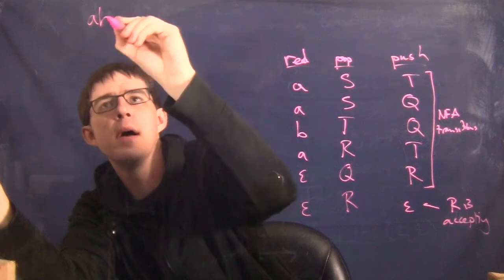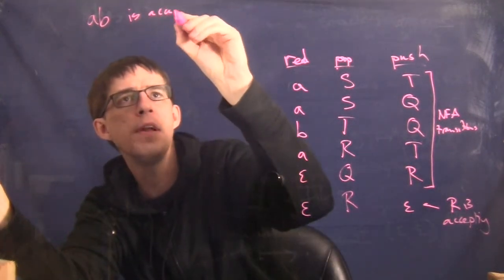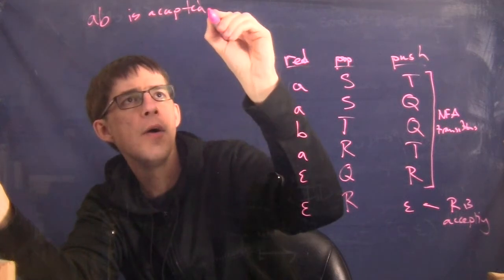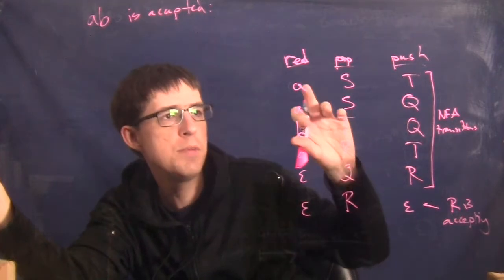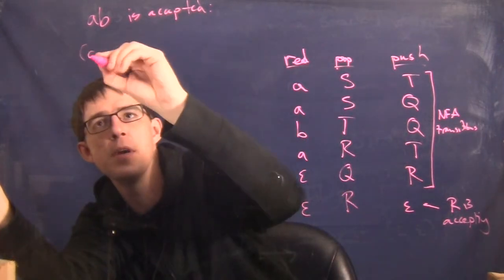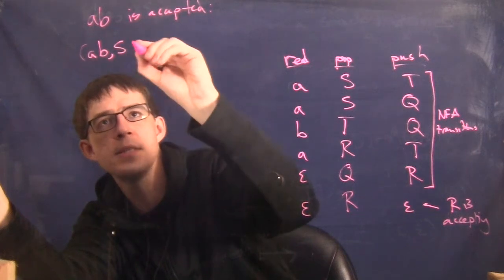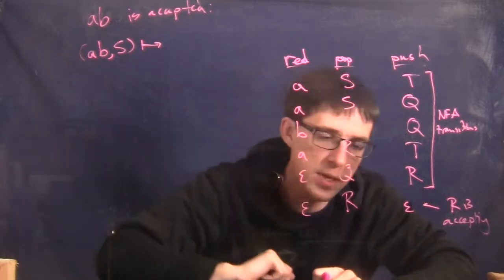All right, so I said what we're going to do, AB is accepted. I hope you didn't erase that NFA. Let's try to prove that on the stack machine, right? Can we show that actually AB is accepted using these stack rules? I'm going to go AB, comma, S, and I have to do this arrow thing over and over again, eventually ending up with epsilon, comma, epsilon.